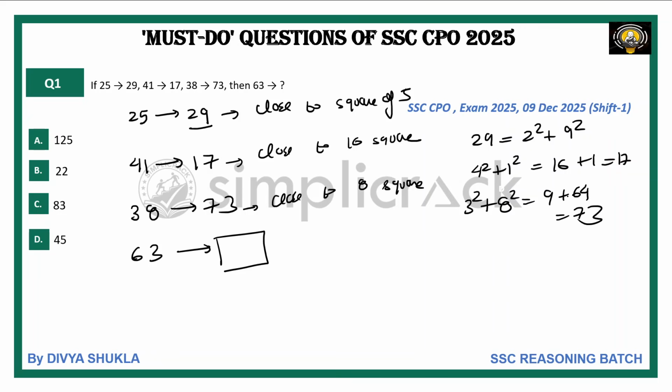So what is the logic that is required? It is the sum of the digit squares. Similarly, 6 square plus 3 square, that is 36 plus 9, you get 45 as the correct answer for this question. Option D is the right answer.